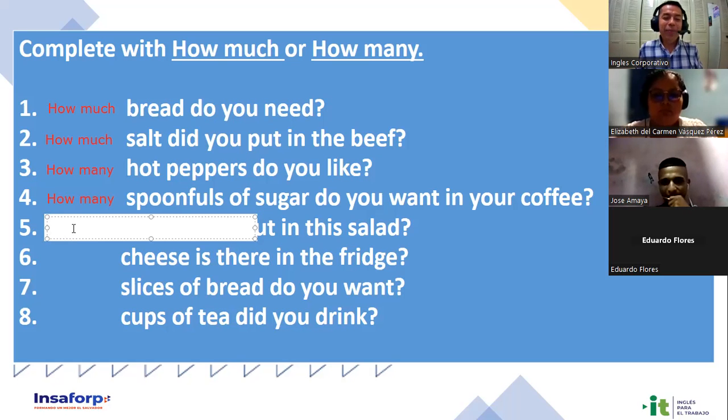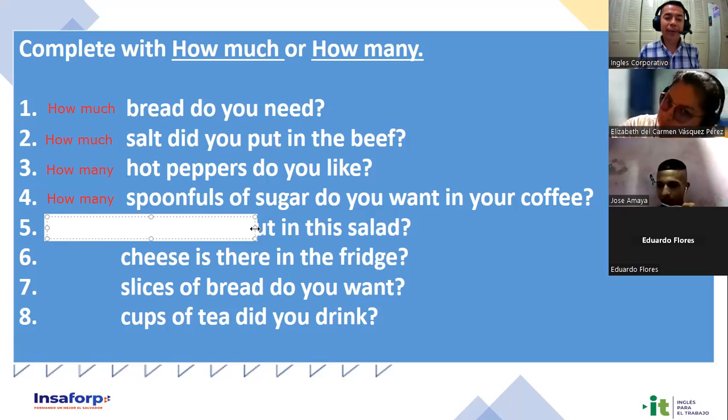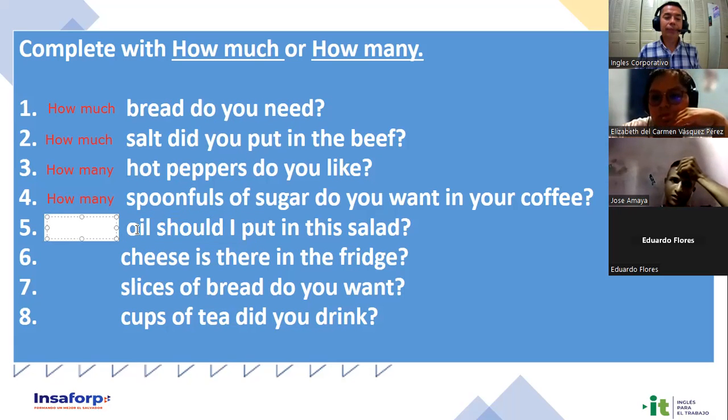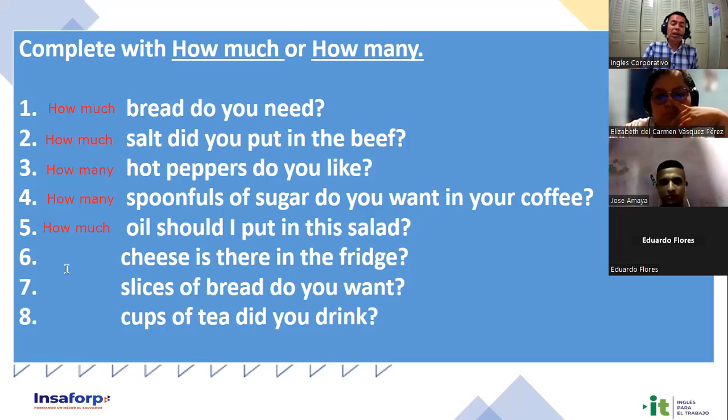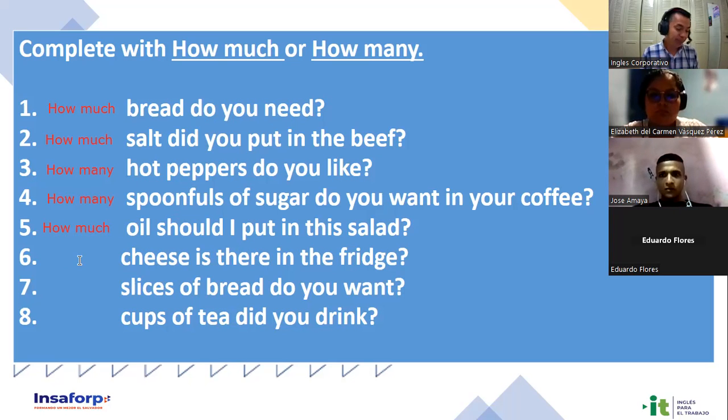Ok. How many or how much oil? Dice oil, so sería how much. How much, right? Porque oil es aceite. You put some oil in your car, right? So how much oil should I put in this salad? In this case, they're talking about the oil that we call aderezo, right? That is the oil. Están hablando de otro aceite ahí, Enrique. Okay, thank you very much.